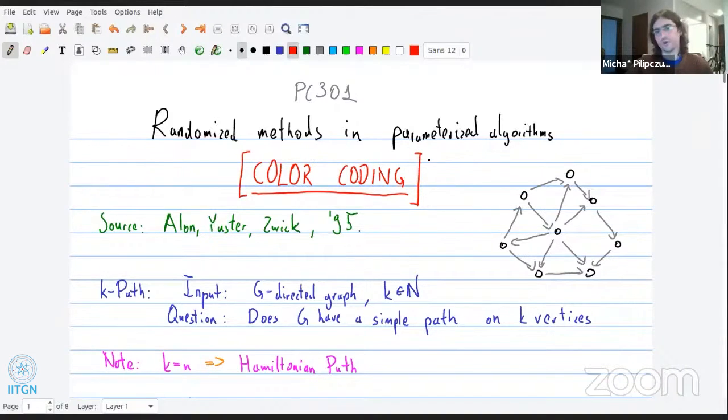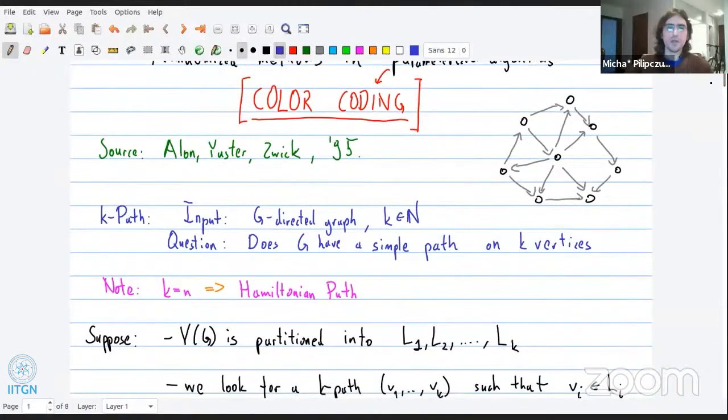There are actually two major sources of randomization in parameterized algorithms. One is color coding, and another one is algebraic techniques that we will not cover during this lecture, mostly because of the lack of time. Both color coding and algebraic techniques deserve at least one lecture each to present in detail. And I thought that color coding is the more basic one, and therefore we'll focus on that.